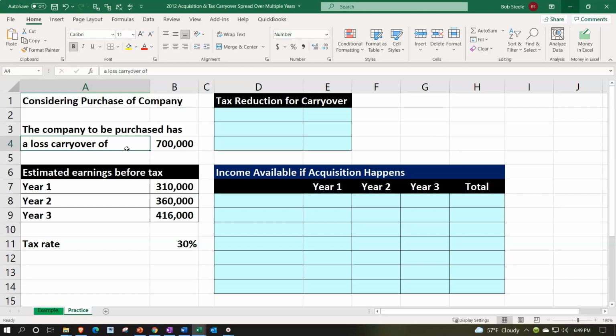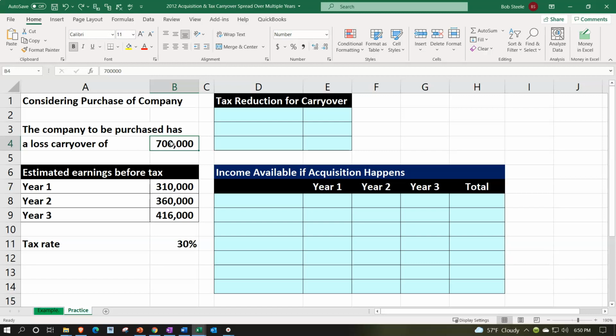So we're going to imagine the carryover loss being the $700,000 and the earnings that we can then match it up to in year 1, 2, and 3 after the acquisition or merger being $310,000, $360,000, and $416,000, respectively, with the tax rate at 30%. So that means we can't take the whole $700,000 in year 1, but need to allocate it out.